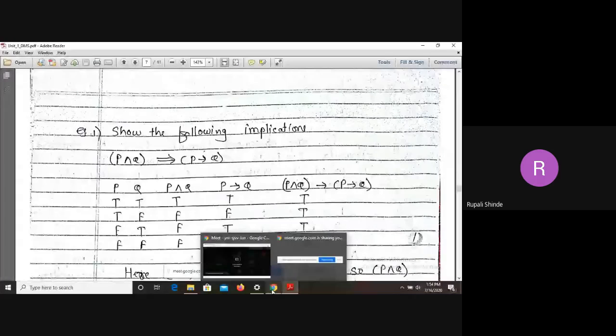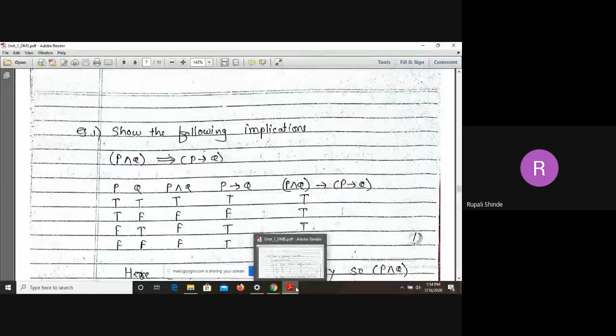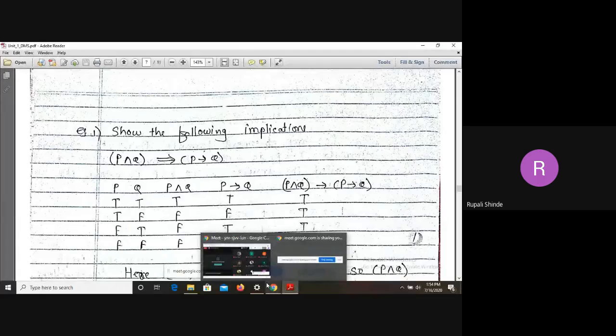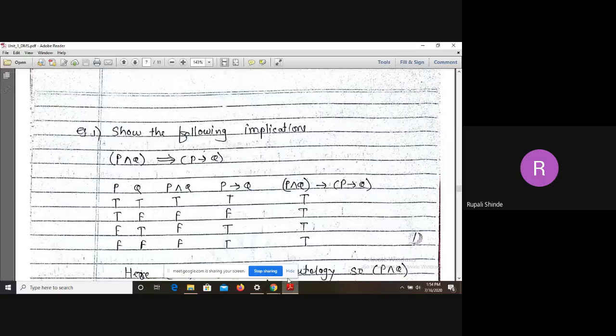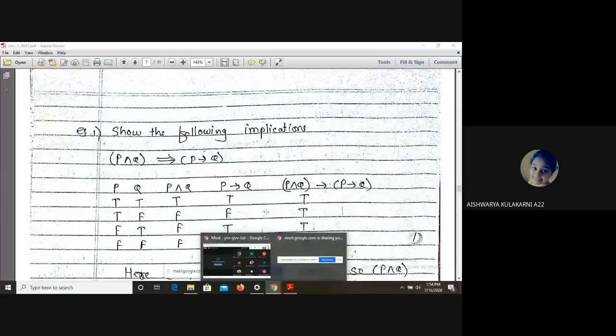So first column for variable P, second one is for variable Q, then... Ma'am, the screen is not visible. Okay, I will share it once again. Now check. Is it visible now? Yes. Okay.